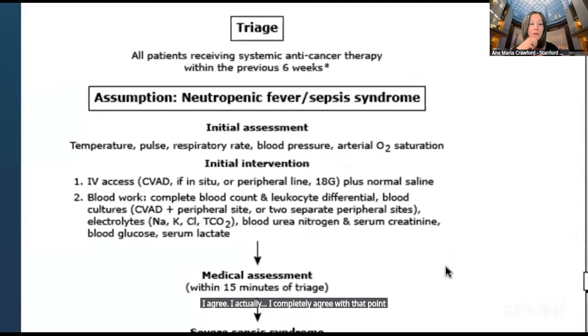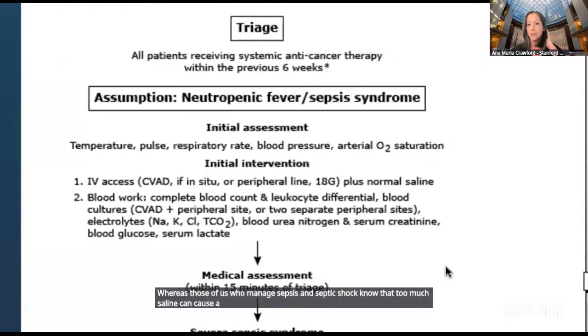I think this algorithm probably maybe was written by some oncologists, whereas those of us who manage sepsis and septic shock know that too much saline can cause a hyperchloremic acidosis. And so I think a lot of us would also agree with you to use a balanced salt solution. The one most commonly available, as you know, Dr. Meme, is Ringer's lactate or lactated Ringer's.